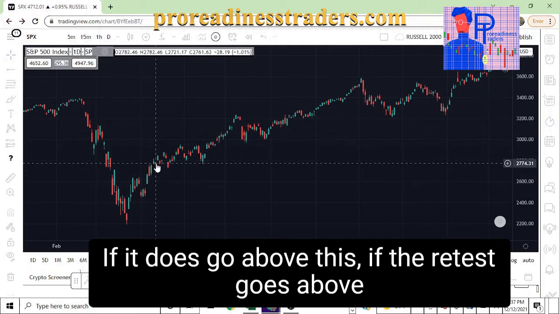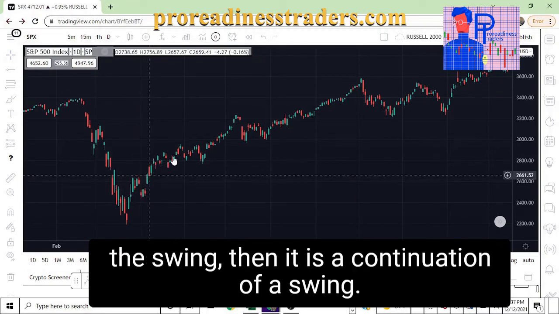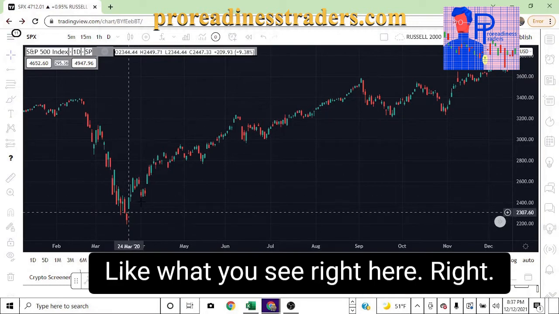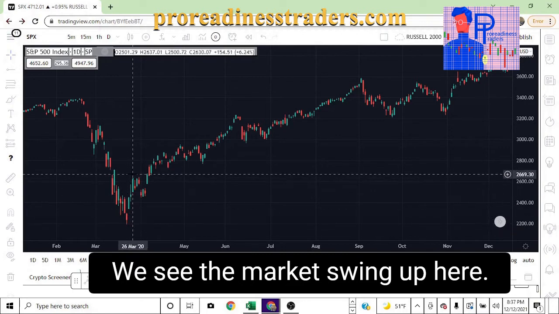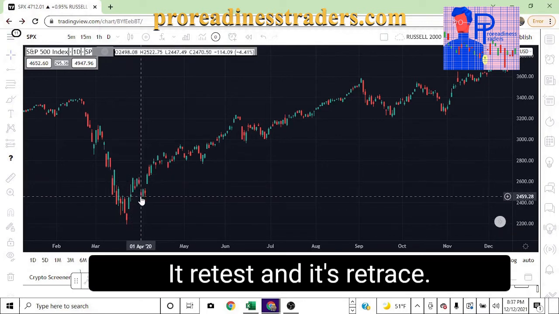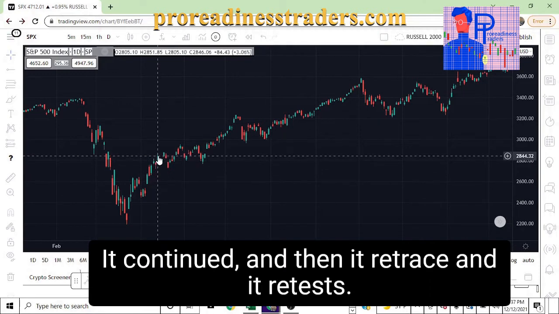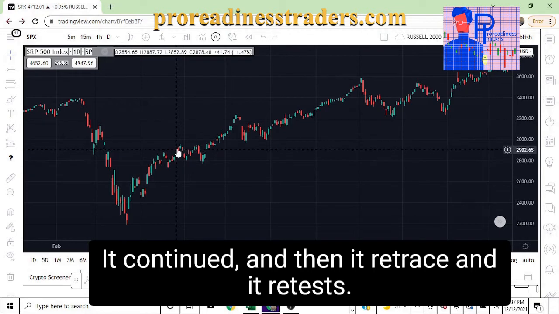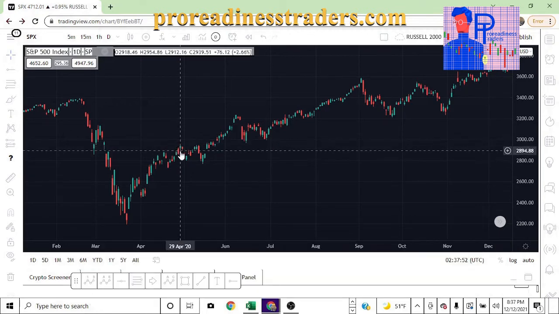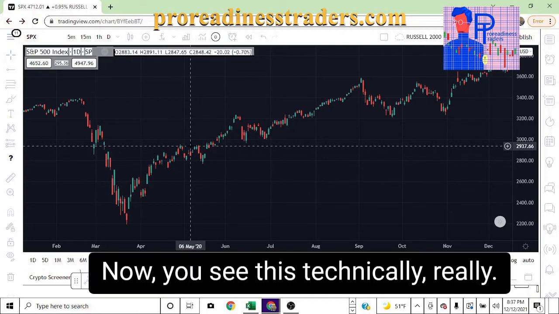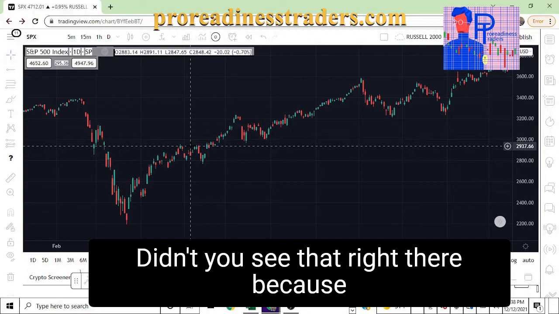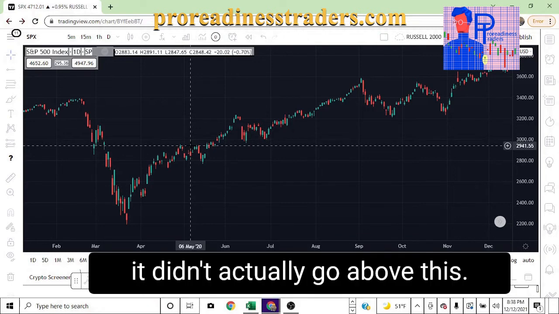If the retest goes above the swing, then it is a continuation of a swing, like what you see right here, right? We see the market swing up here. It retraces and retests and it continued. See that? And then it retraces and retests and it continued. And its retrace, and its retest, it continued. Now you see this technically really didn't. You see that right there? Because it didn't actually go above this.